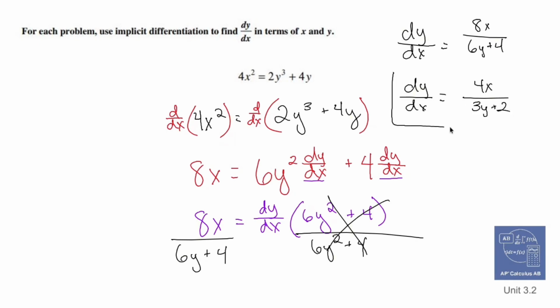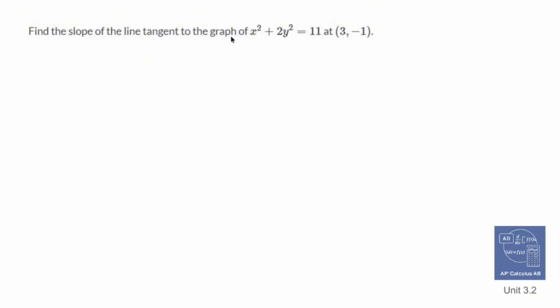But that's your guy. You are looking at an answer with x's and y's in it because that's how implicit differentiation works. Fun stuff. Find the slope of the tangent line to the graph x squared plus 2y squared equals 11 at (3, -1). Now, the slope of the tangent line is a fancy word for derivative. The equation that I'm given, y is not all by itself, so I have to use implicit differentiation.